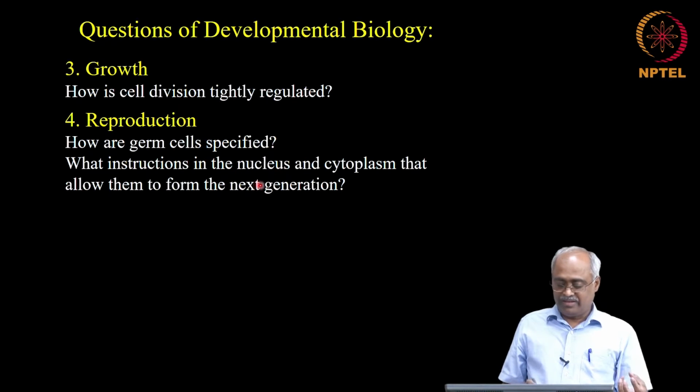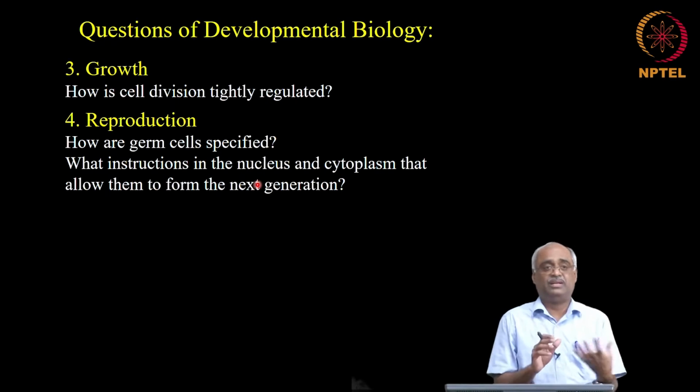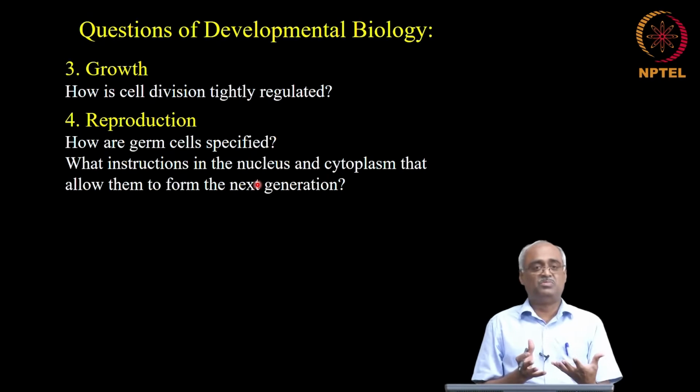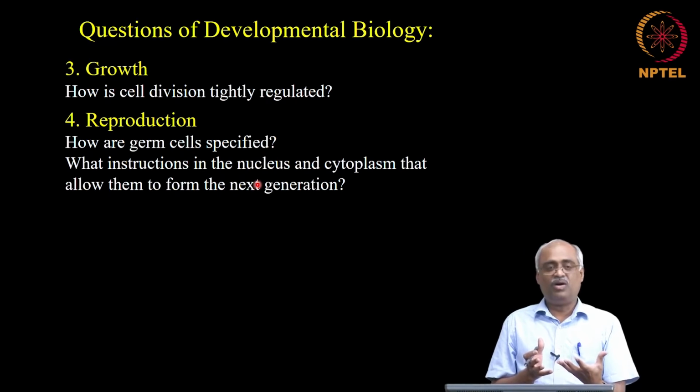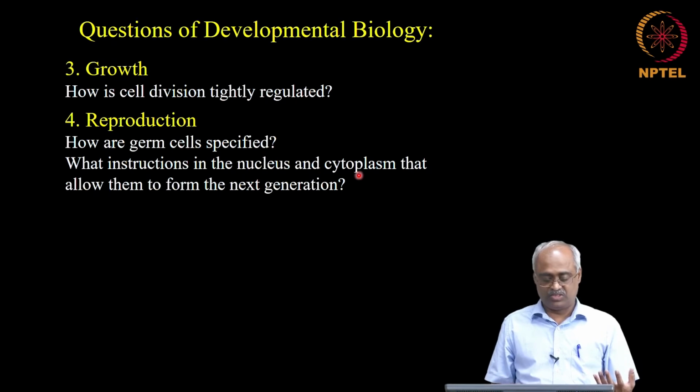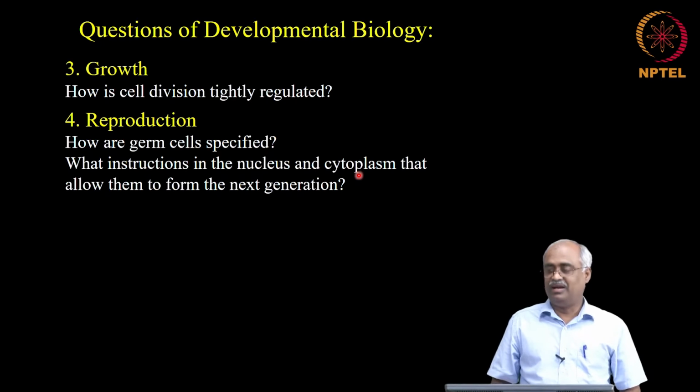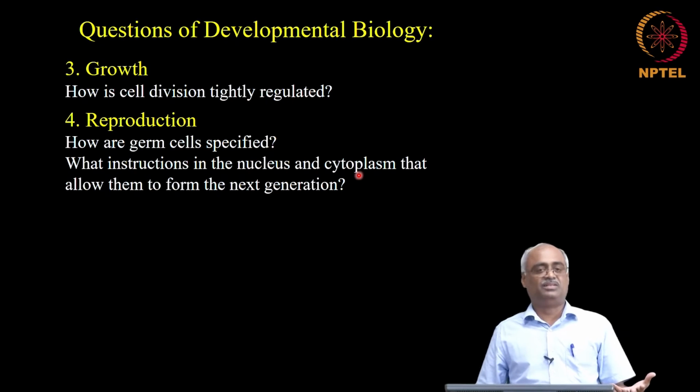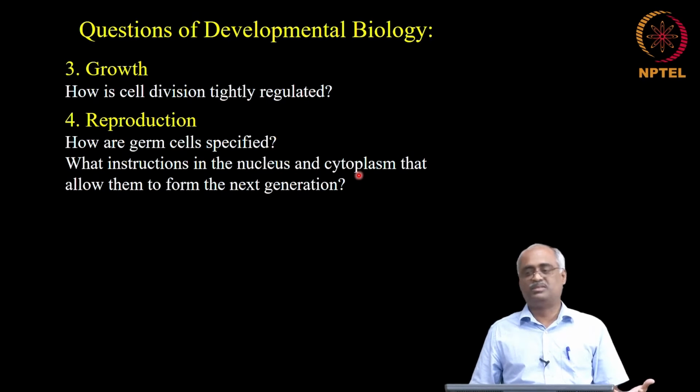And what are the instructions in their nucleus and cytoplasm? Remember, the oocyte cytoplasm brings a lot of things for the embryonic development. So, what is it in these two cellular structures that helps them to form the next generation? So, these are the questions of reproduction.